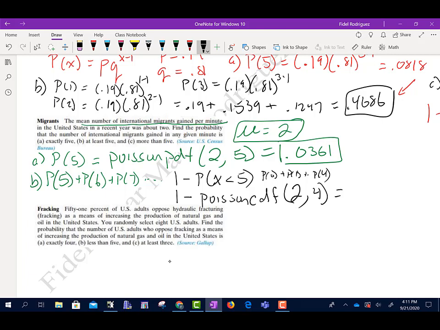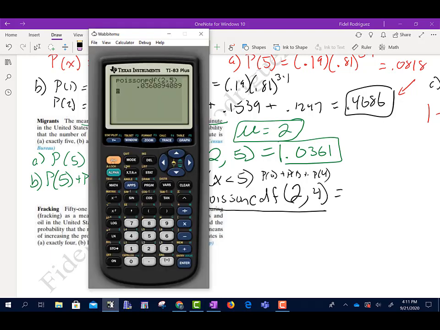So let me grab my calculator. First thing I'm going to do is this part here. We're going to go second vars, scroll down to Poisson CDF. I'm going to use 2, 4. Enter. And then I'm going to go 1 minus that answer, which in this case is 0.0527.